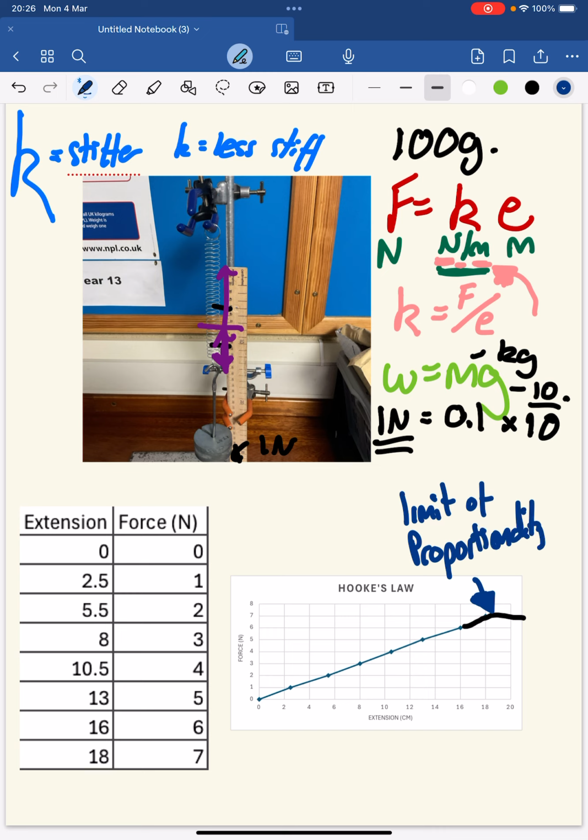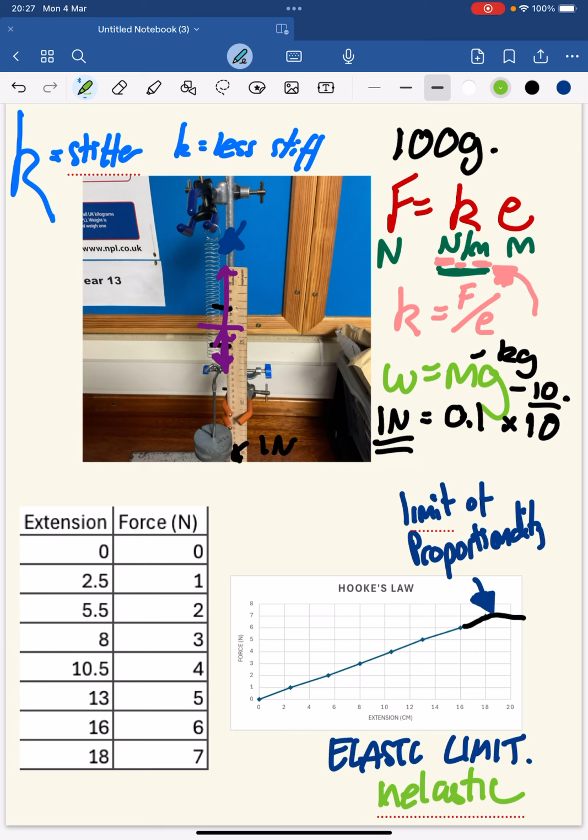Now, eventually, if we keep stretching a spring, like this spring here, and keep stretching it and stretching it, all right, it will no longer return to its original shape. So we say there that it's reached its elastic limit. Okay, and when it reaches the elastic limit, it will become inelastic.